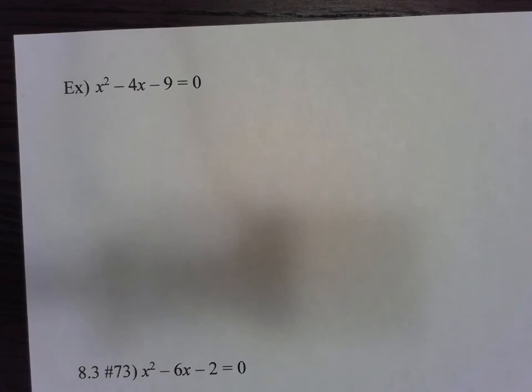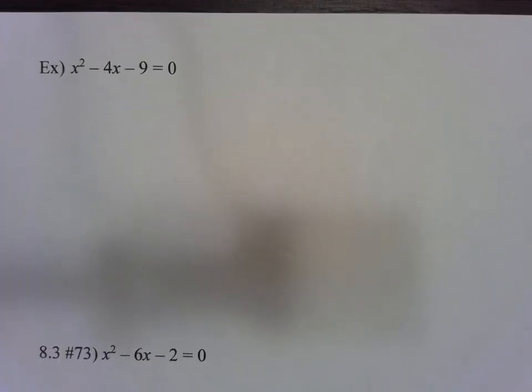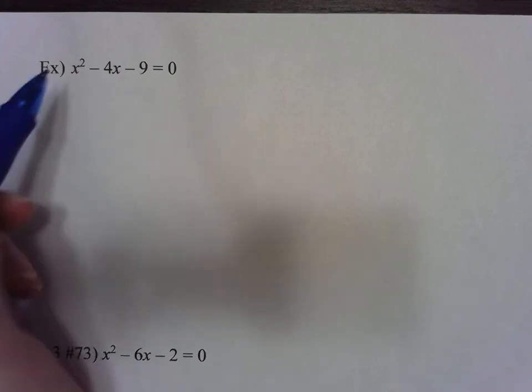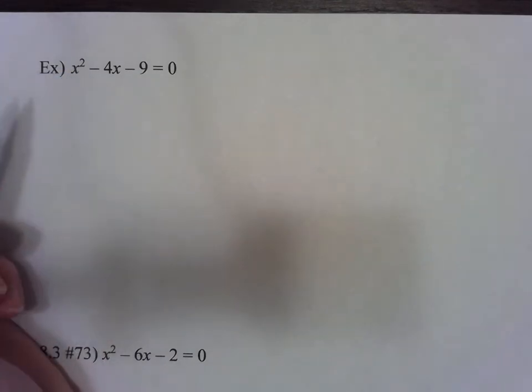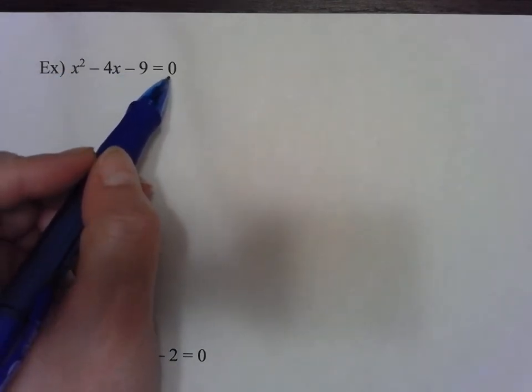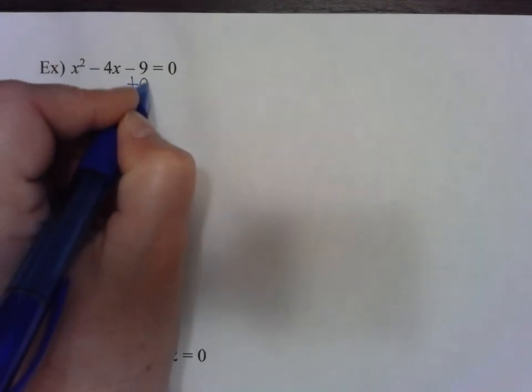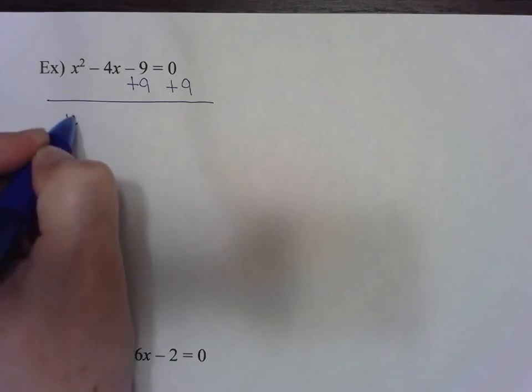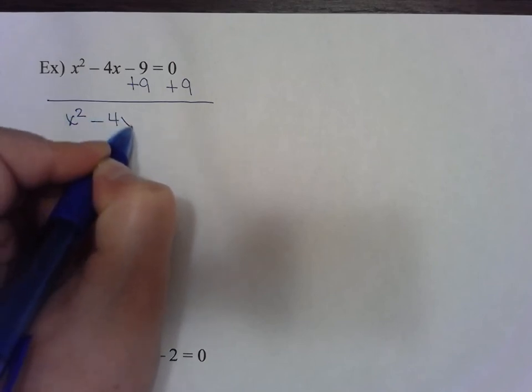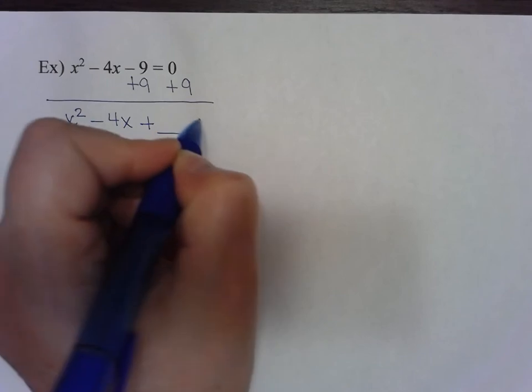Okay, so I have a couple more here for you to try. If you want to pause the video and try these out on your own, feel free to do that. I'm going to go through those same steps, right? So this time the a is 1, so I don't have to divide, but I do want to move the constant term over to the other side. I'm going to put in my blank.